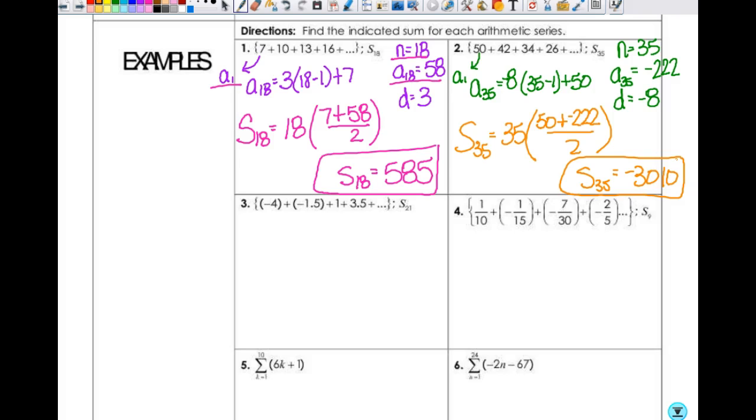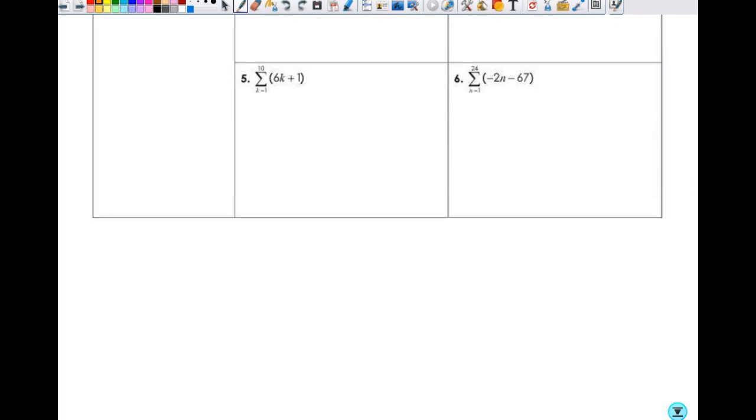All right, let's jump down to number 5. The difference here with number 5 is that they don't have it listed out. We have this summation notation. They're using k instead of n. That's fine. We're going from 1 to 10. So I still have to have the same types of information here. I still have to know what n is.